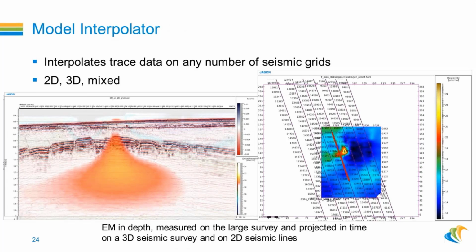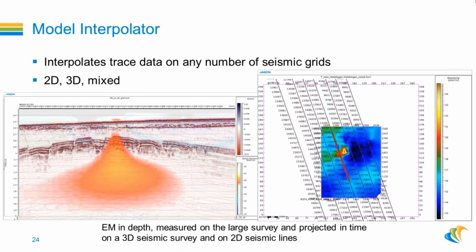Then there's another interesting feature. We call that the model interpolator. On the map on the right-hand side, you see 2 3D surveys and a set of 2D lines. The larger 3D survey is an electromagnetic survey. The smaller 3D survey in the middle is a seismic survey with interpreted horizons and everything. And the 2D lines, of course, are also seismic 2D lines.